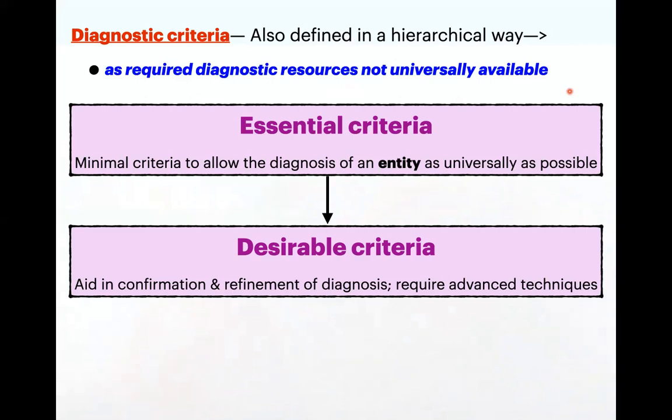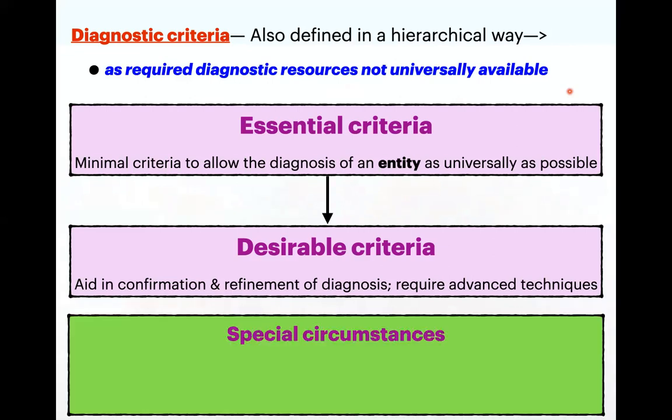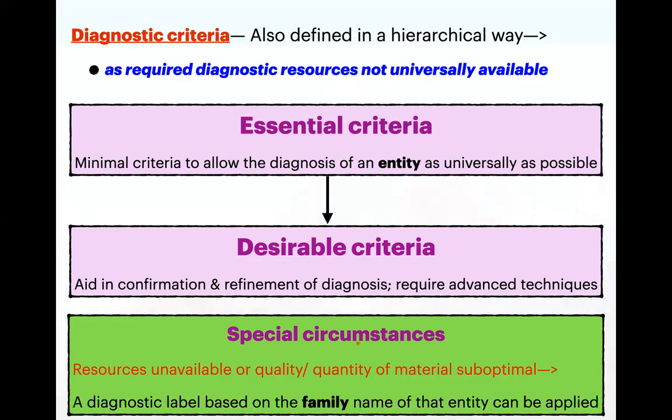And as I was talking about special circumstances, like conditions where the resources are unavailable for the diagnosis, or the quality or quantity of the material that has been provided is suboptimal, in that case a label based on the family name of the entity can be applied. So you can just call it LBCL if you cannot further subclassify it. That's why I have highlighted the word family, that you can classify it as such.